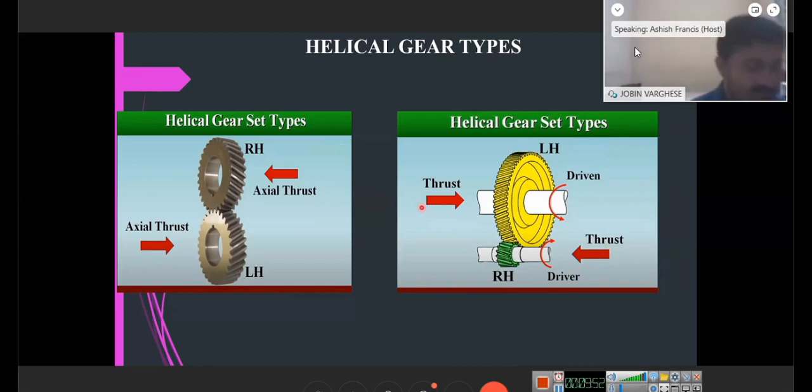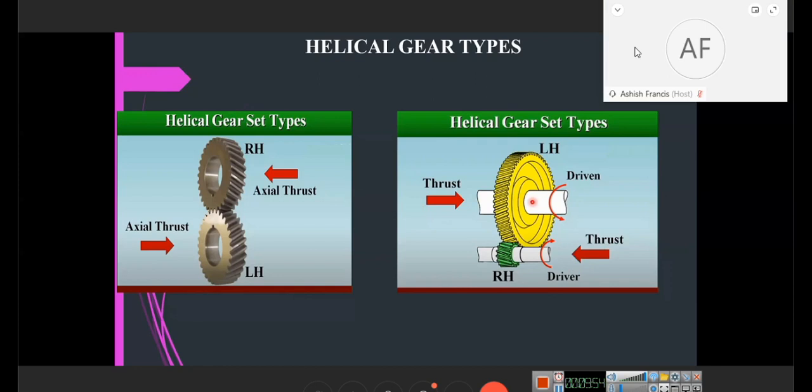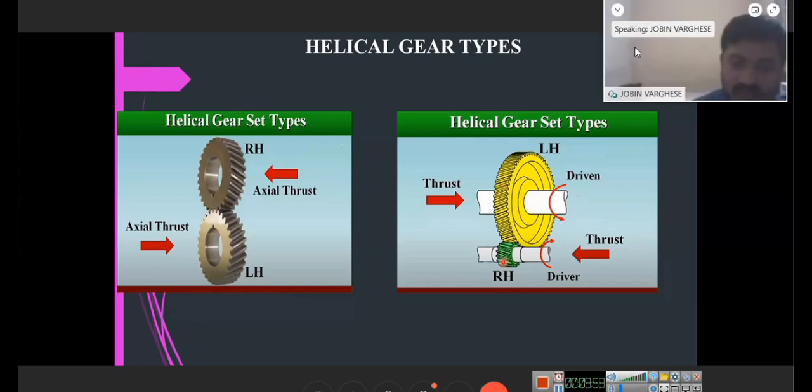Okay. If there's a thrust here, what happens is that this will try to pull out from this one, the shaft, and this will try to pull out from this one. So this is a left helix, like a left hand helix shape. So the thrust will be towards this direction and this direction.